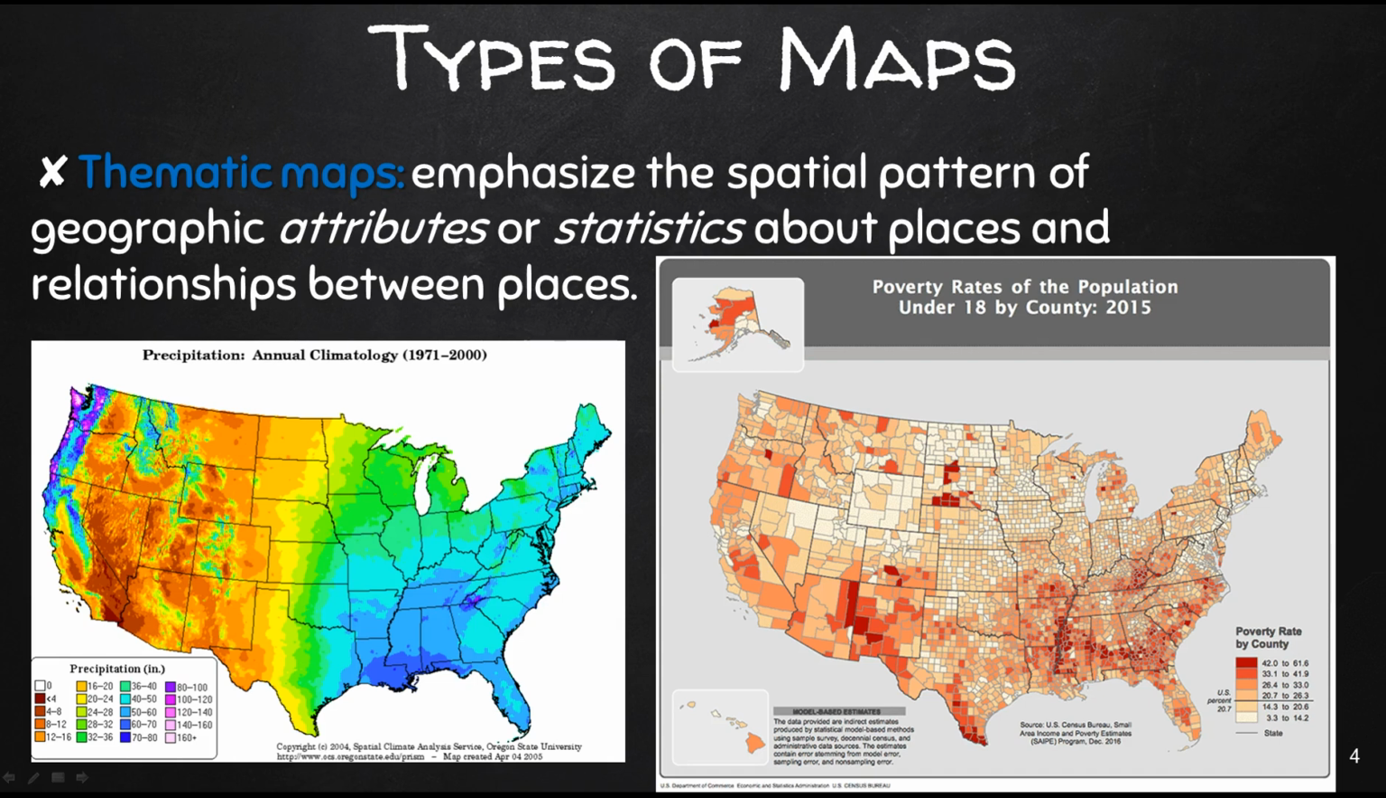So thematic maps are almost always associated with some kind of storytelling of one kind or another. Thematic maps map data. They map statistics. And that's an important distinction. So here we can see precipitation rates, and we're underlining this, we're mapping what? We're mapping data. We'll also see poverty rates of the population by county. Again, we are mapping data, we're mapping statistics. These are two examples of thematic maps.